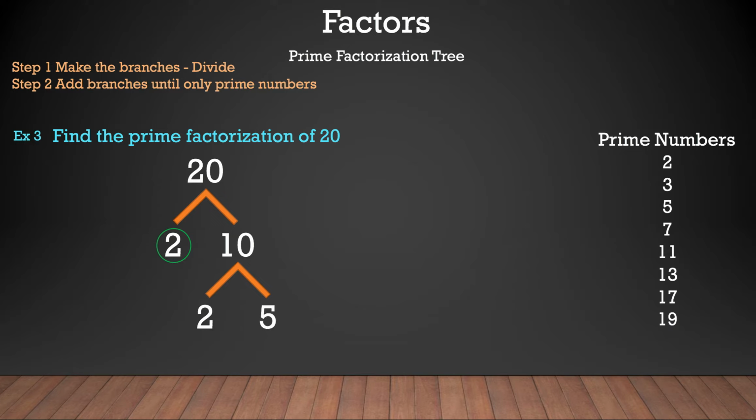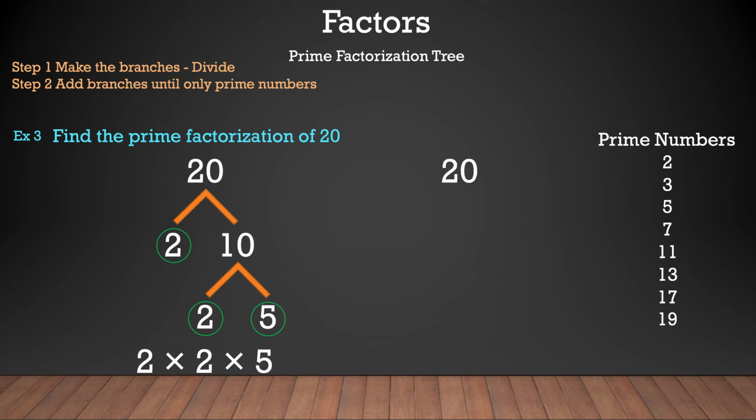Once again, we're going to go ahead and divide by 2. And then now we're going to go ahead and circle the prime numbers. And if you look on the right of the screen, 2 and 5 are prime numbers. So we circle both. And since we can't add any more branches, we are done. And now we're just going to go ahead and write the prime factorization of 20, which is 2 times 2 times 5. Now, once again, you may be wondering what happens if you do it a different way.